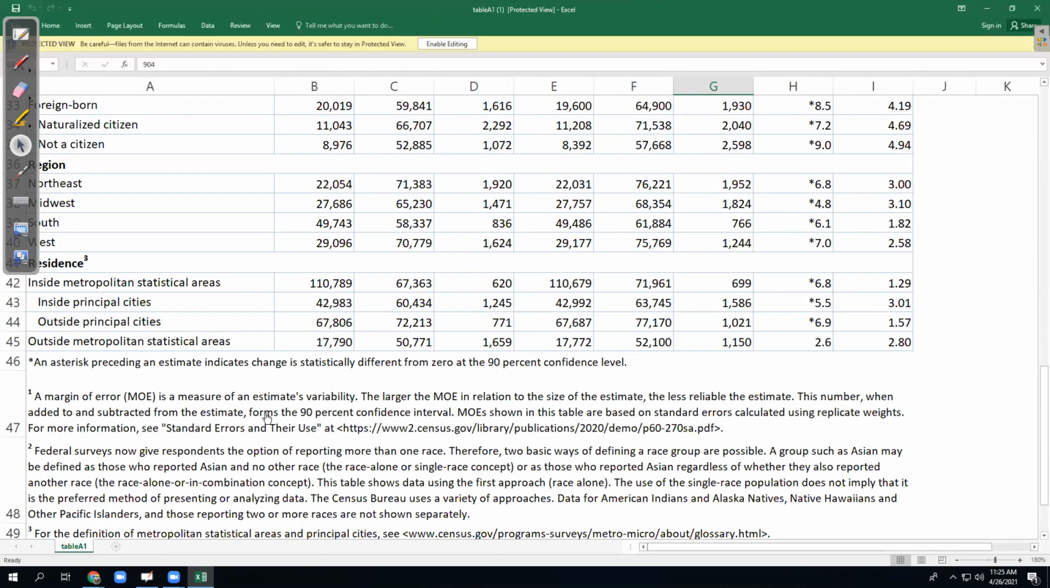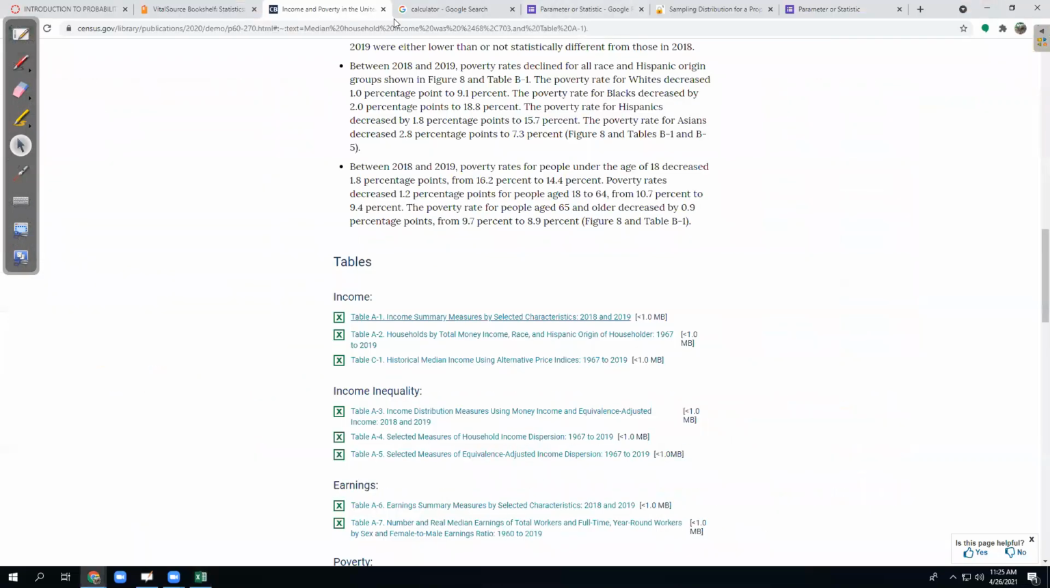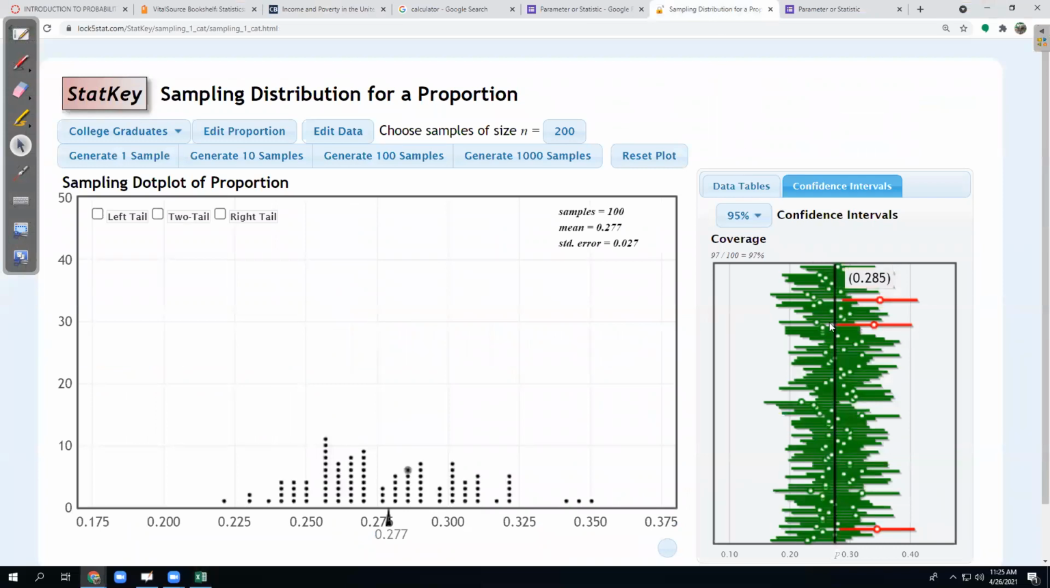Here they're doing what's called a 90% confidence interval. Earlier I said we were going to use the 95% rule, so we're usually going to make 95% confidence intervals. And what does it mean to be a 90% or 95% confidence interval? That goes back to that picture I had in StatKey earlier. So this picture right here. Every time we take a sample, we can get two things out of that sample for sure. We can get the estimate, and then we can also get a margin of error or an interval.